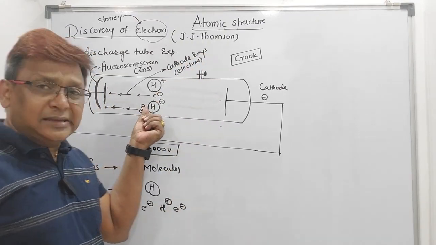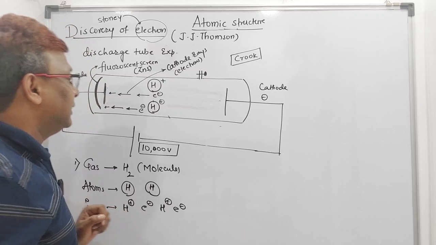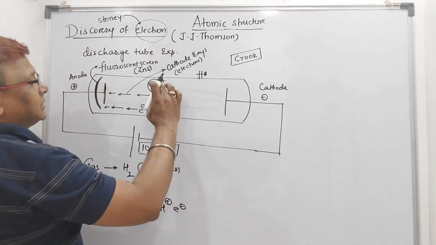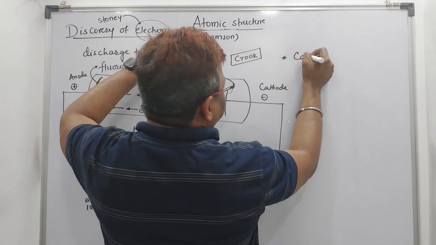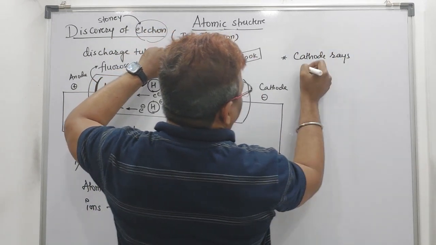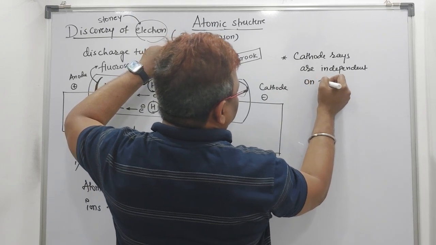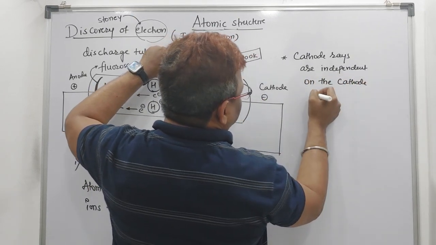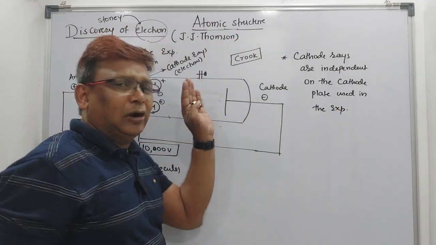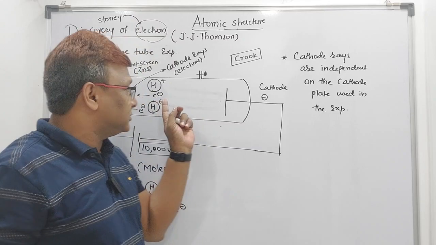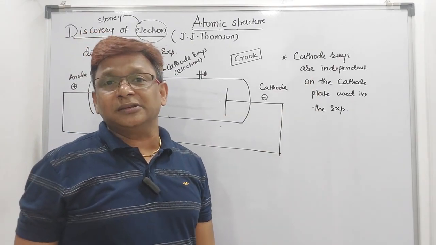My question is beta, are these electrons coming from the plate or not coming from the plate? So our answer should be: these electrons are not coming from the cathode plate beta, they are coming only from the gas. First point, the point we observed: cathode rays, that is negatively charged electrons, are independent of the cathode plate used in the experiment. Whatever cathode plate we take, these electrons, these cathode rays, do not depend upon the cathode plate used in the experiment.